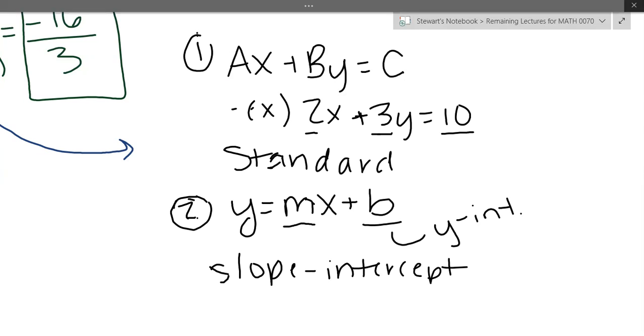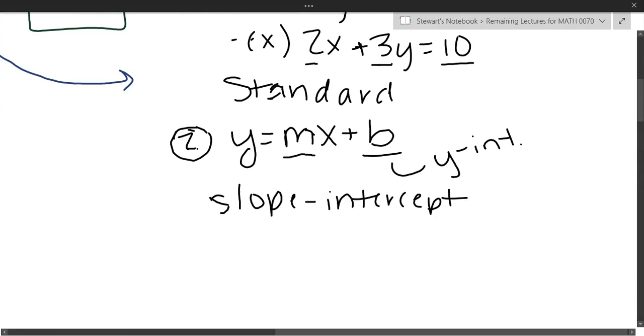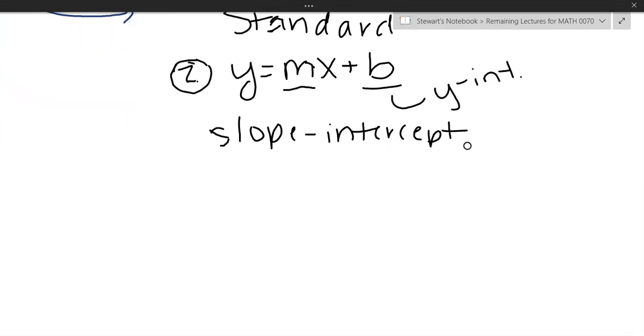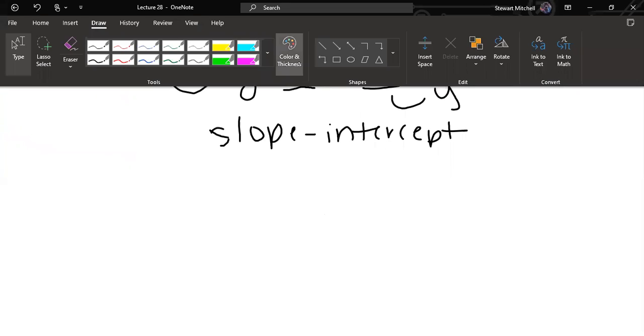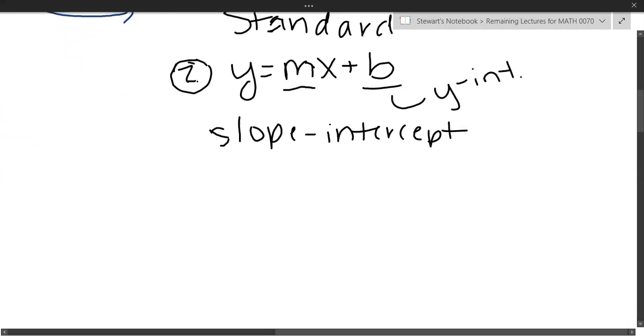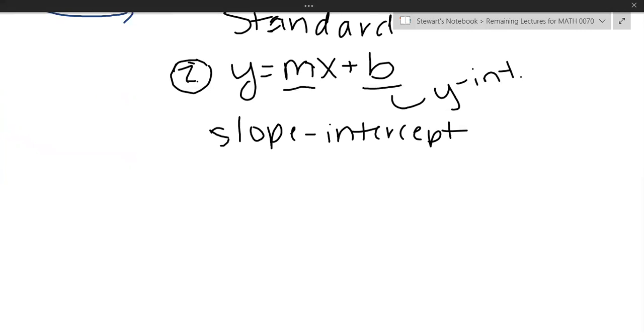And you can get here from standard form. Say we take this same example that we had before. And it's worth noting here that the only coefficient in front of x now is the slope. And y can't have anything or any coefficient other than +1 in front of it.